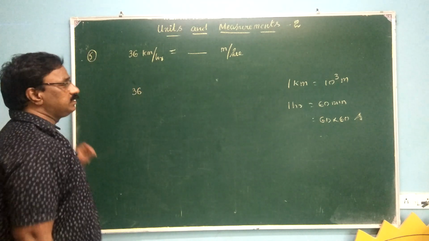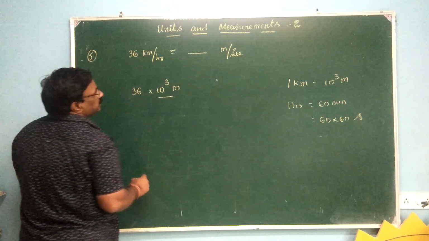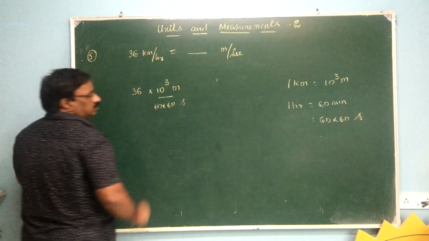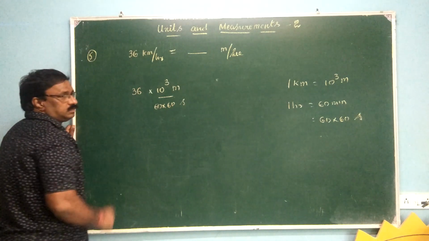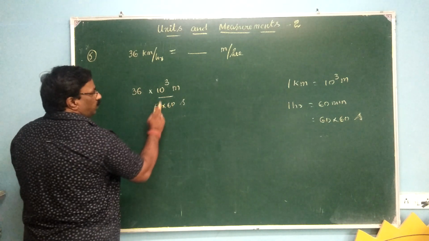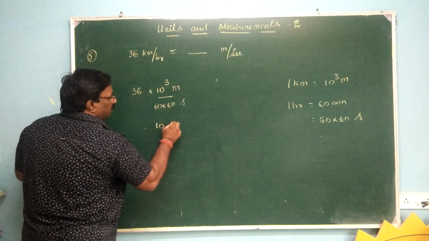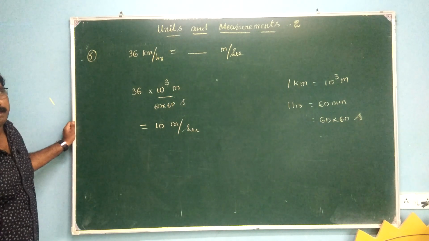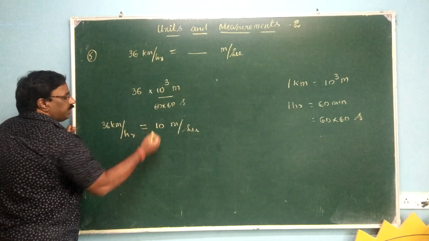So let us use here 36. In the place of kilometer, I can write 10 power 3 meter, and in the place of 1 hour, I can write 60 into 60 second. So here the zeros, you have to cancel them. 36 kilometer per hour, how much are we going to get? 10 power 3 by 60 into 60, so here 10 is left. 6 and 6, 36 gone. We got 10 meter per second. So 36 kilometers per hour is equal to 10 meters per second.